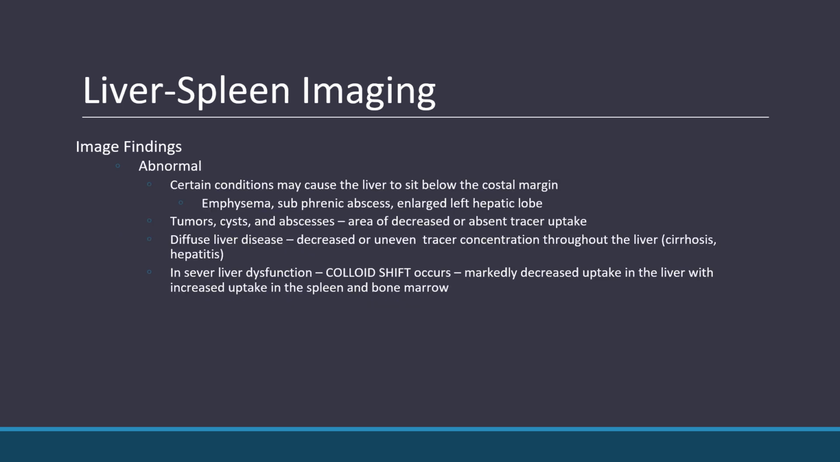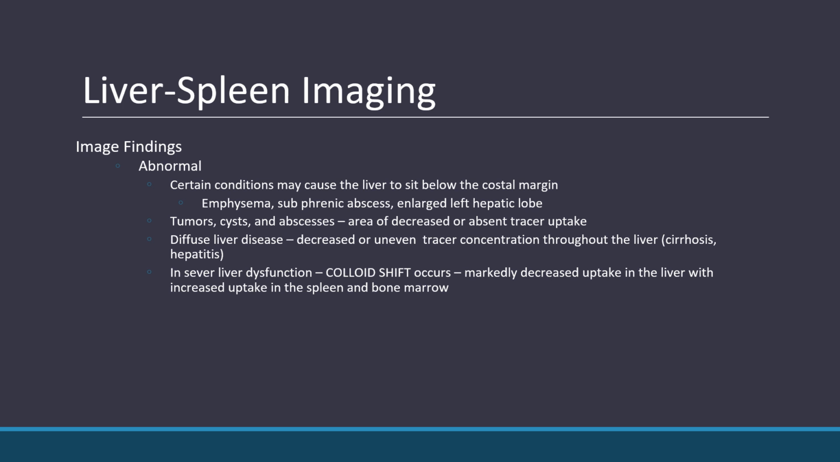Some abnormal findings of liver spleen studies. Certain conditions may cause the liver to sit below the costal margin. This could be things that just kind of push the liver down, like emphysema, a subphrenic abscess, or if the patient has a large left hepatic lobe.